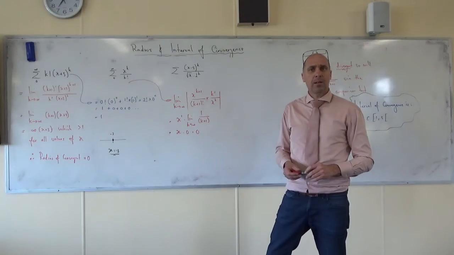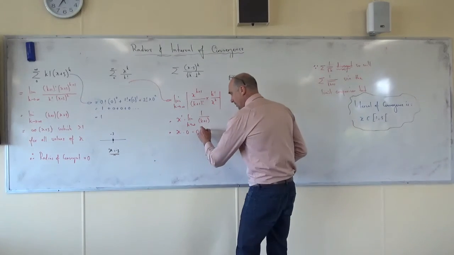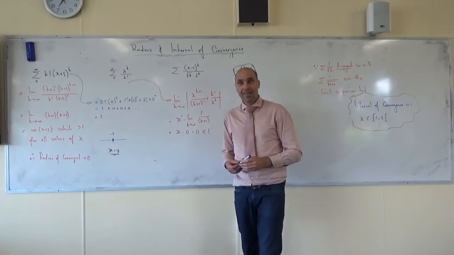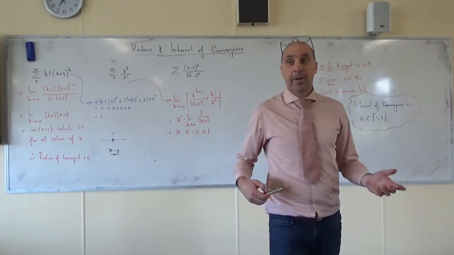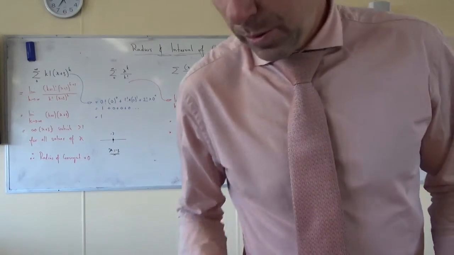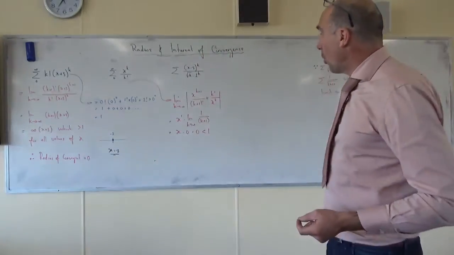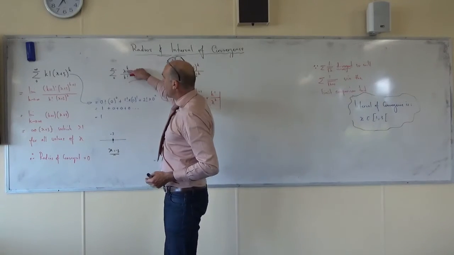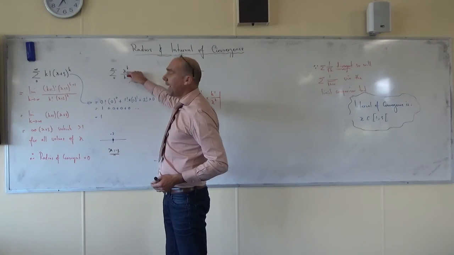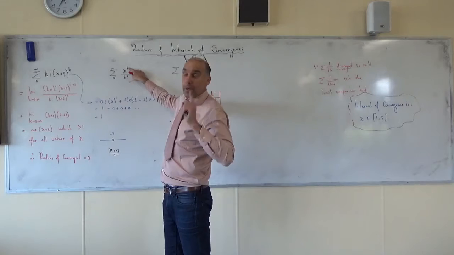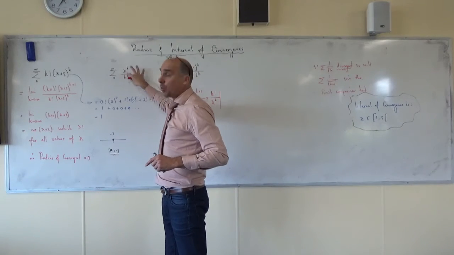Is 0 less than 1? Of course it is. It doesn't matter what x is. In this case, does it matter what x value we have? No. So this will converge for all values of x. And of course, if you put 3 to the power of k, 4 to the power of k, 5 to the power of k, 6 to the power of k, or whatever, that will still converge that sum.